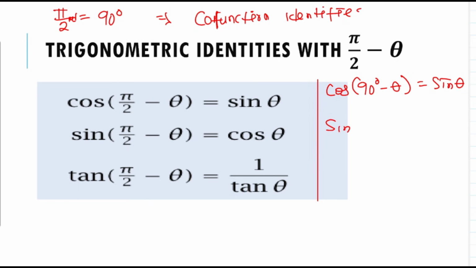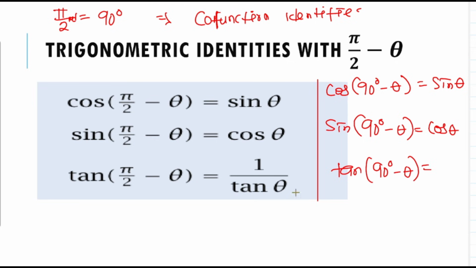We've used one of them and we saw how it works. Sine of 90 minus theta is also equal to cos theta, and tan of 90 minus theta is equal to 1 over tan theta, and you know that 1 over tan theta is cot theta, right? So they are called the co-function identities.